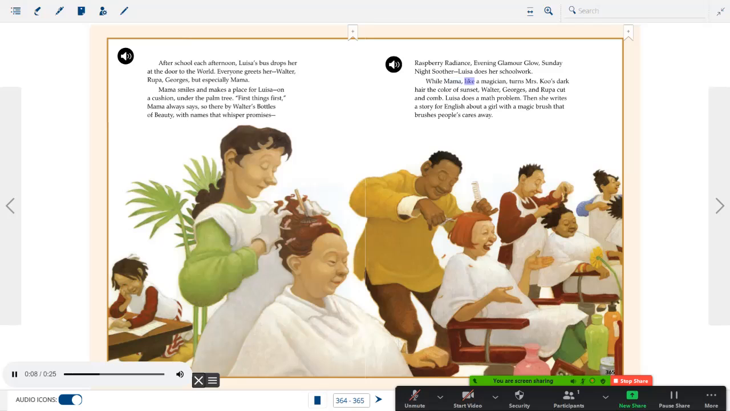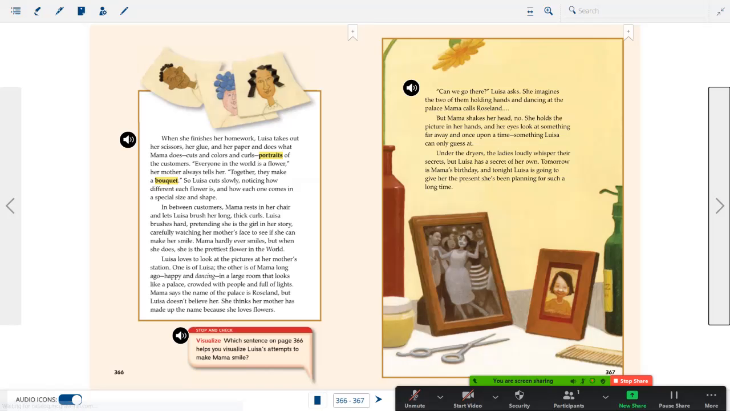While Mama, like a magician, turns Mrs. Coo's dark hair the color of sunset, Walter, Georges, and Rupa cut and comb. Louisa does a math problem. Then she writes a story for English about a girl with a magic brush that brushes people's cares away. When she finishes her homework, Louisa takes out her scissors, her glue, and her paper and does what Mama does: cuts and colors and curls, portraits of the customers.